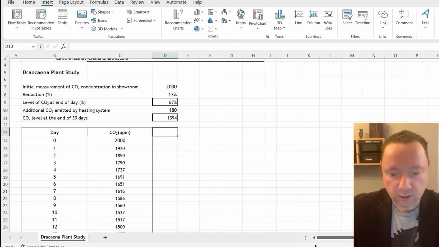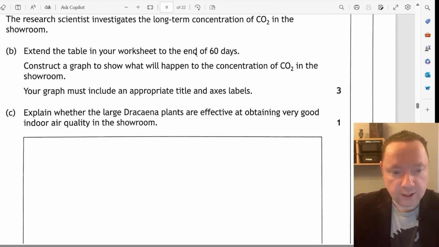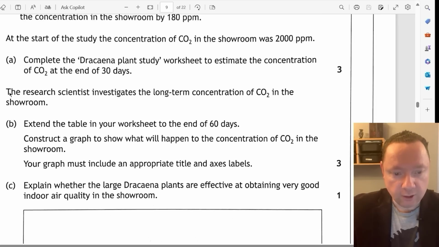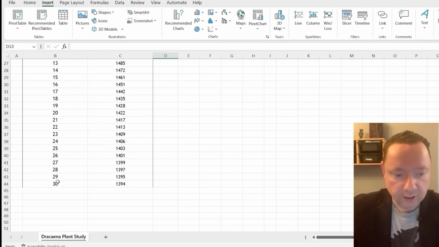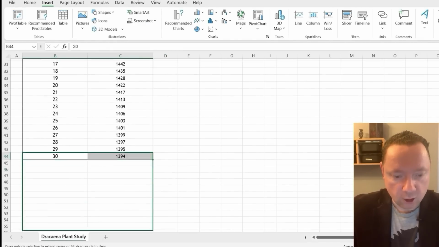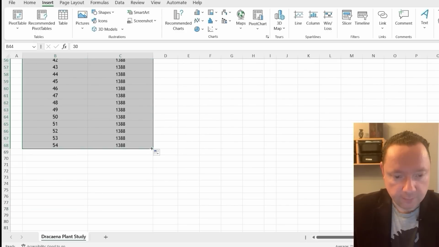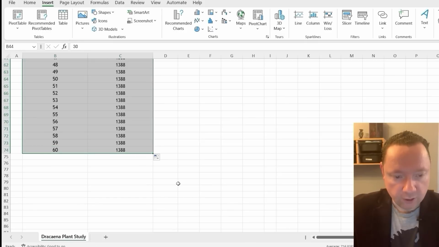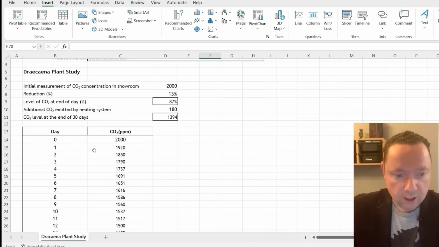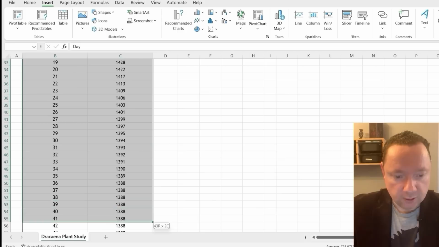Next bit of the question says, extend your table for 60 days. Well, actually, let's read it. Research scientist investigates the long-term CO2 in the showroom. Extend your table to the end of 60 days and construct a graph to show what will happen in the showroom. Include titles and axes. So 30 days we've got, so we just copy it down until it says 60. And we can see it's starting to level off. We're getting the same number. So I expected that to happen, to be honest. That's what I was looking for, but maybe you didn't.